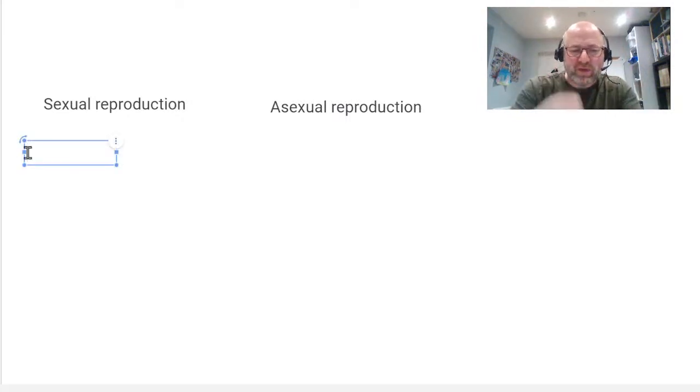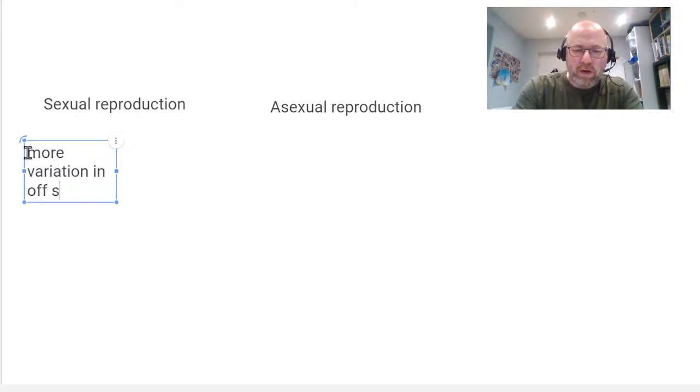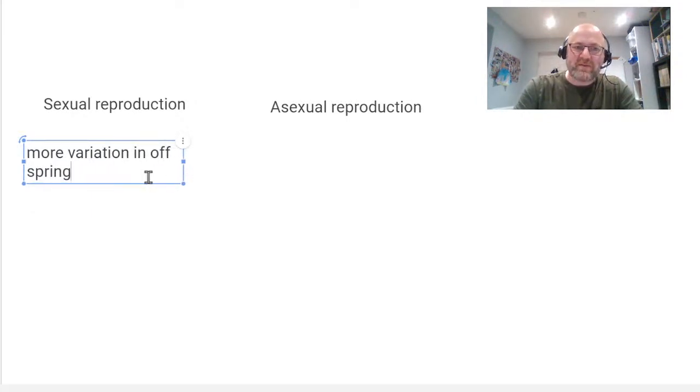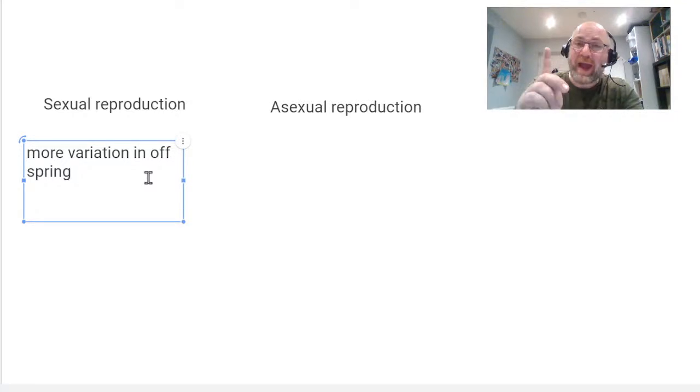So basically, sexual reproduction, more variation in offspring. That's the advantage. More likely to survive changes to the environment, like global warming. Things that sexually reproduce are more likely to survive because there's more variation. So if you look at humans, we've got people with black skin, we've got people with white skin, a lot of variation. We've got tall people, short people, fat people, thin people, brown hair, blonde hair, blue eyes, brown eyes. We've got lots of variation, so the human race should survive changes to the environment.